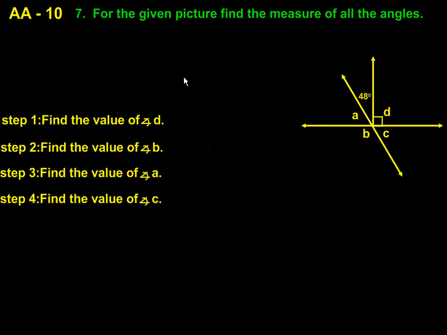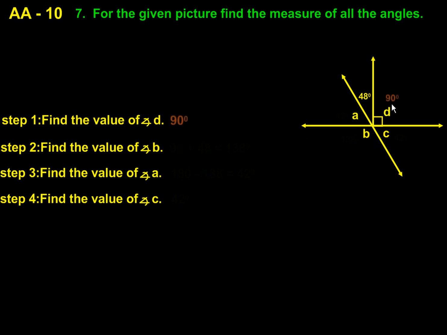Next, we'll take a look at question 7. For the given picture, find the measure of all the angles. There's a few ways that you could attempt to solve this. I think the best way is to start with the symbol that you're given right here, which means a right angle, and you should know that a right angle is equal to 90 degrees.